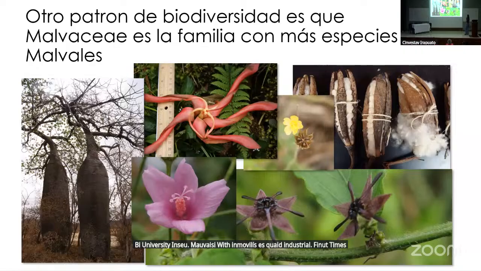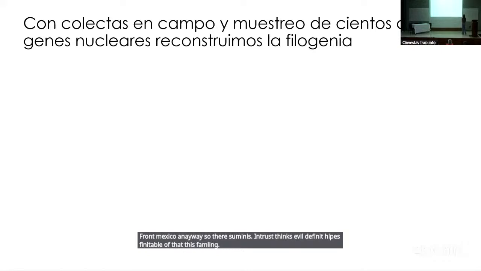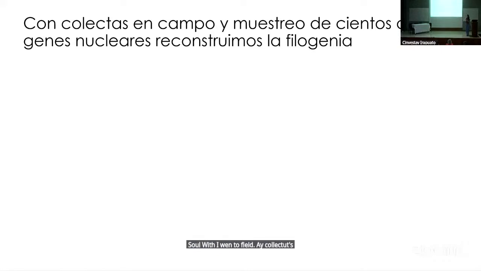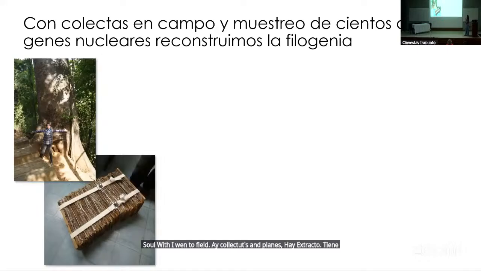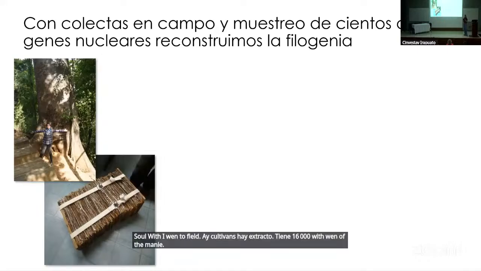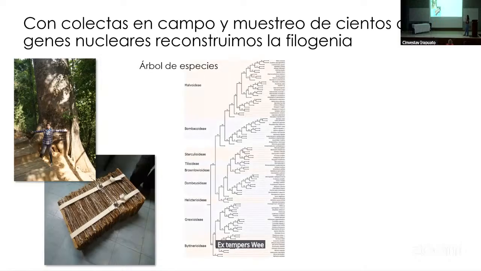So you can see some trees like this that are adapted to seasonally dry tropical forest like here, and some flowers that are really weird like these ones, and these are from Mexico. This is from Ecuador. Anyway, there are so many interesting things about the phenotype of this family. So I went to the field, I collected some plants, I extracted DNA, and this is me with one of those trees and so many exemplars of these plants. And at the end, I got this species tree for the family, and I was very happy with this.